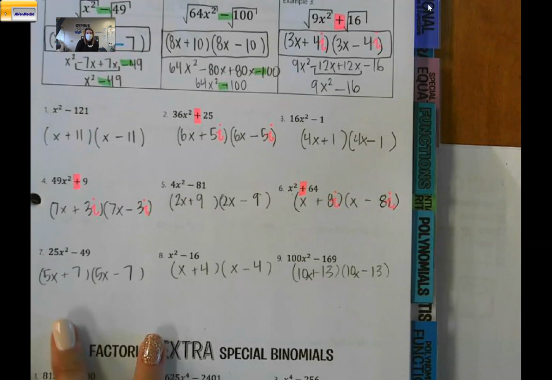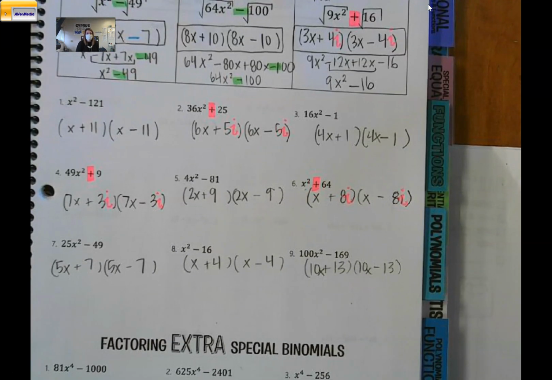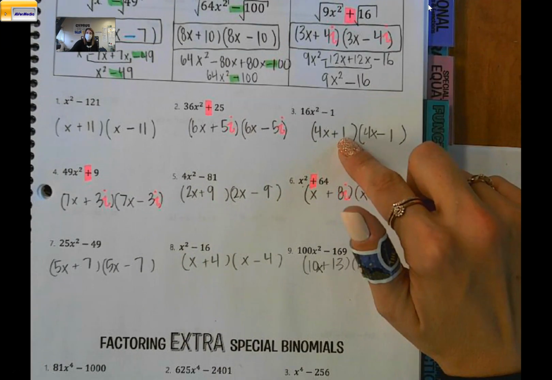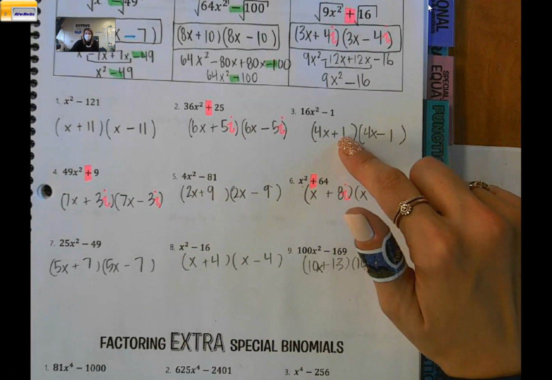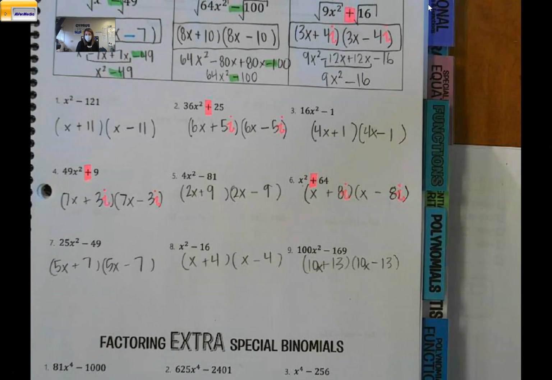The first one, you should have an X and an 11. 2, 6, and 5i. 3, you have a 4x and a 1. Make sure that you have that 1 there. 4, 7x and 3i. 5, 2x and 9. 6, x and 8i. 7, 5x and 7. 8 is x and 4, and 9 is 10x and 13. So that's going to be a big part of your quiz.